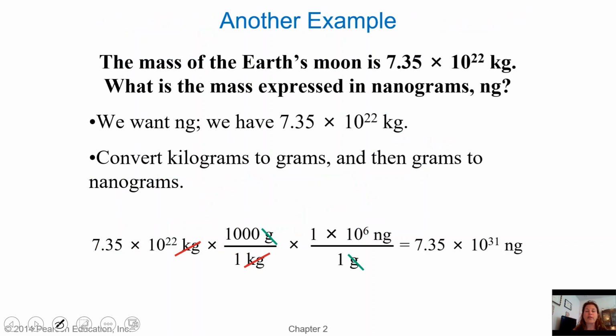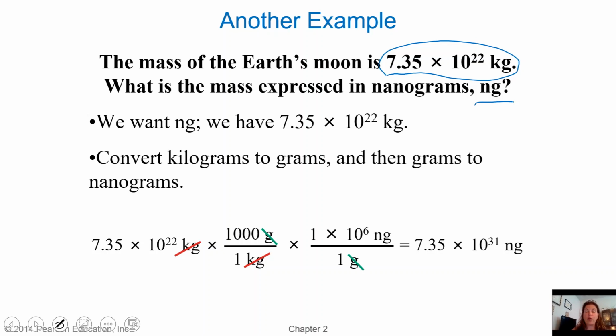The mass of the Earth's moon is 7.35 times 10 to the 22 kilograms. What is the mass expressed in nanograms? Again, three things going on here. Here's our given information, and we're given kilograms, it's asking for nanograms.